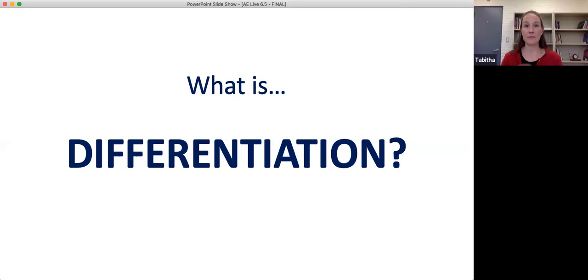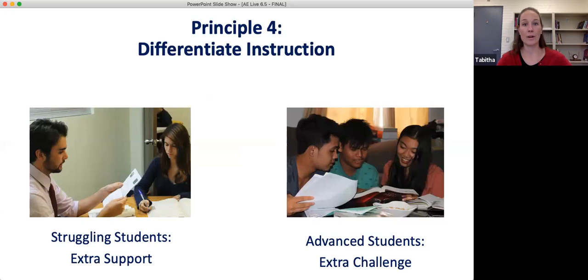So I'd say differentiation is adjusting instruction for students at different levels. So for struggling students, we would give them extra support. That could be in class or outside of class. That could mean reteaching concepts. So if students seem to be struggling with giving compliments in writing, you could re-explain the format for doing that. You could also show students more examples. So you could have them read a letter that has a lot of examples of written compliments.